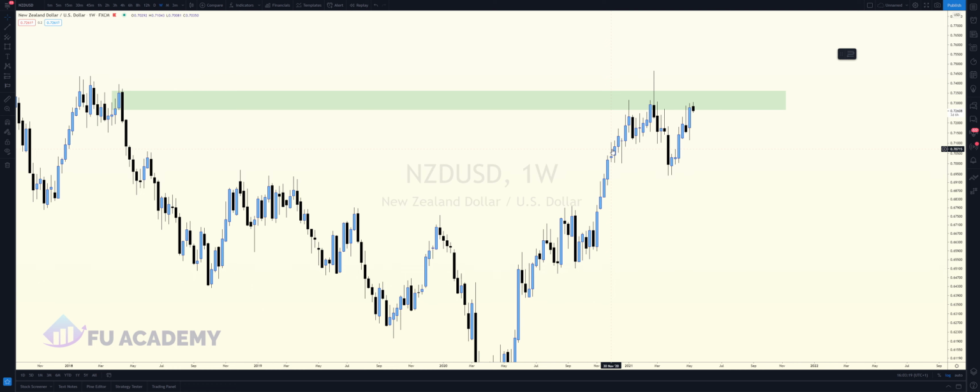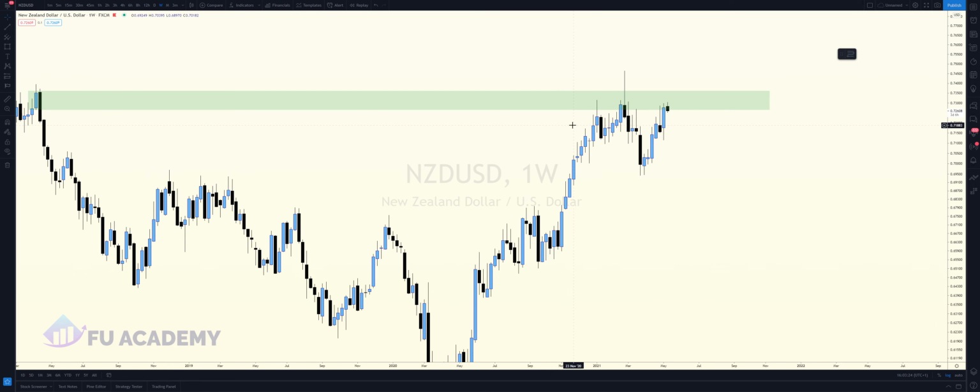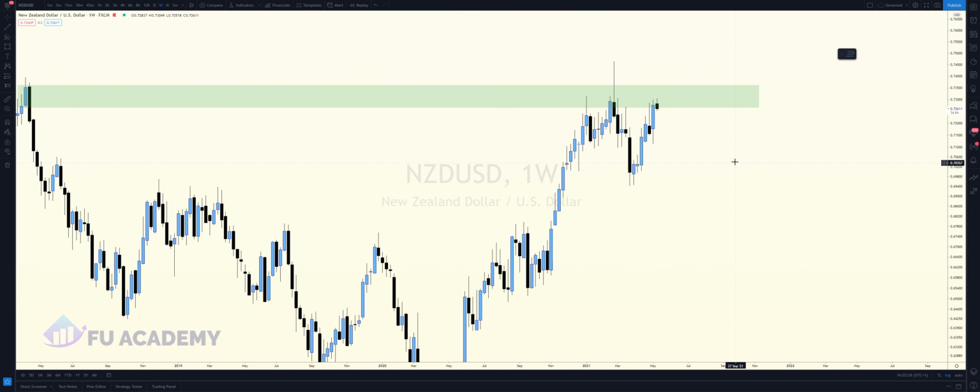I'm first of all waiting for a point of interest to be hit, okay, and then I'm going down to my lower time frames and trying to see if we have any horizontal movement, if we have any distributions, if we have any accumulations, where then I can snipe my entry.